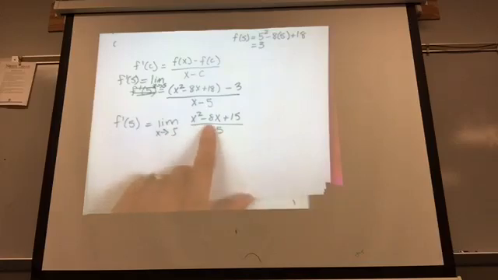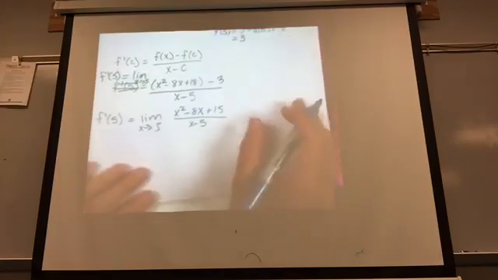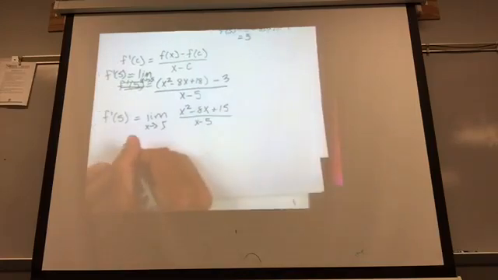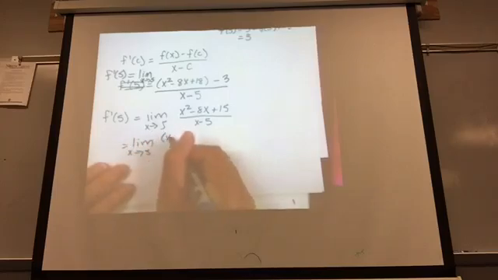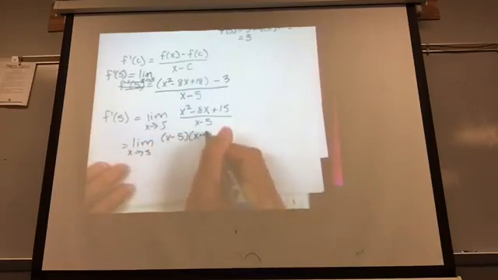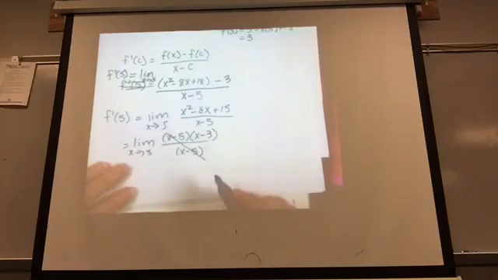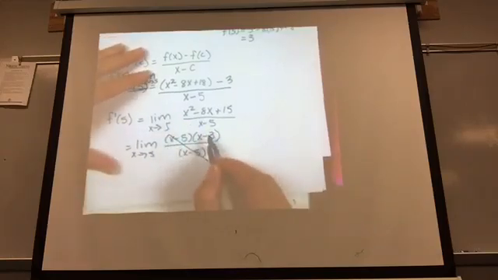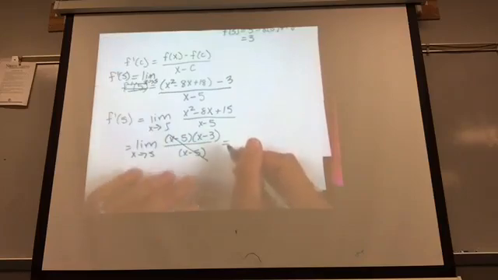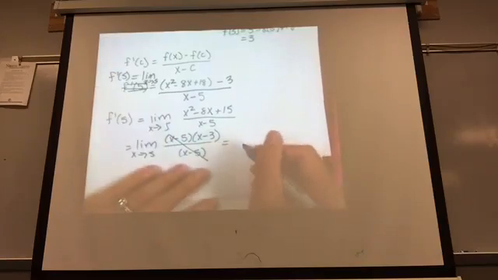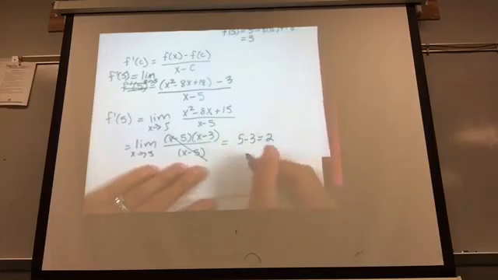Factor it. So what does x squared minus 8x plus 15 factor into? X minus 5, x minus 3. Good, so I have x minus 5 times x minus 3 over x minus 5. Now it cancels out. I can plug 5 in. And 5 minus 3 gives me 2. So f prime of 5 is equal to 2, which is my slope.